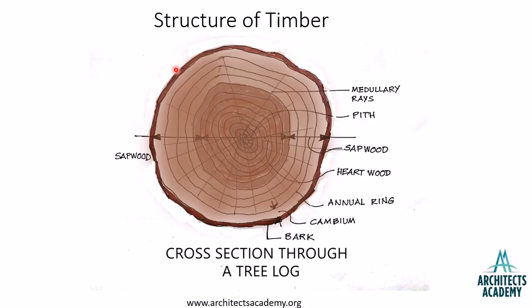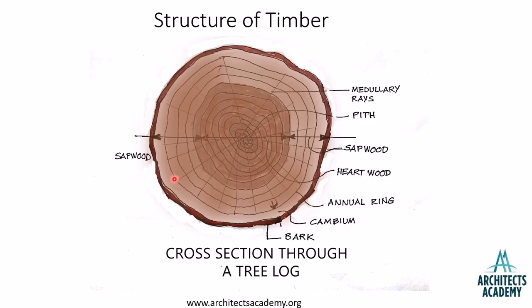The outermost dark colored layer which you can see is the bark of the tree. So this is called the bark. Immediately after the bark there is a soft tissue which is called the cambium.